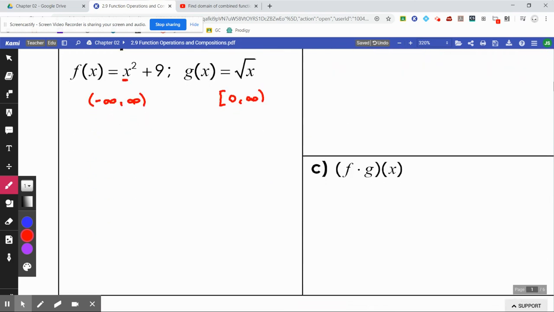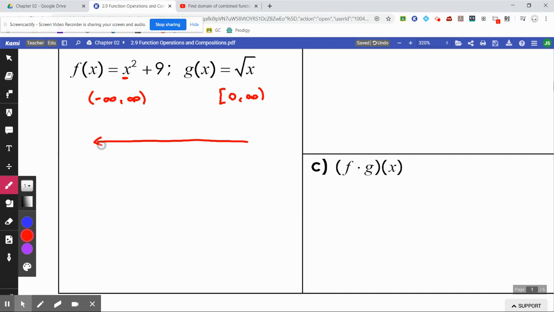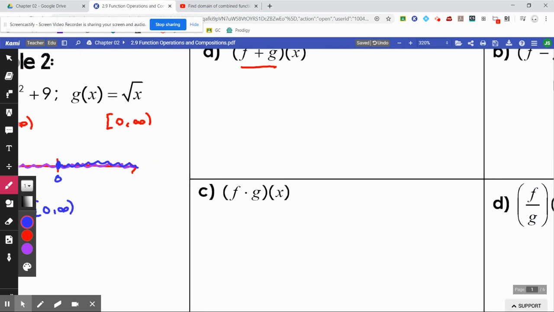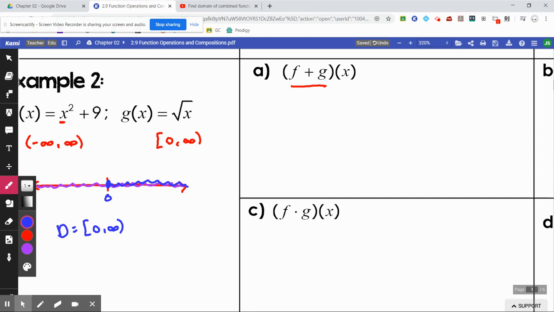Now let's draw a number line, and just to show you that my first domain is negative infinity to positive infinity, which would be all things. My second domain is simply from 0 to positive infinity, which would just simply be these. So the overlap would be anything from 0 on. So my domain for f plus g, f minus g, f times g will be all things from 0 to infinity. Now, when we get to f divided by g, we might have to throw out some other value that might interfere with division by 0.